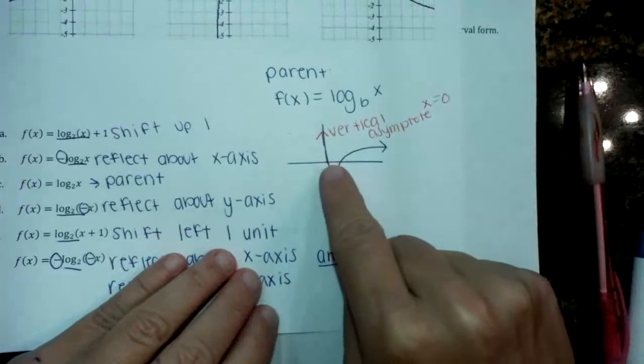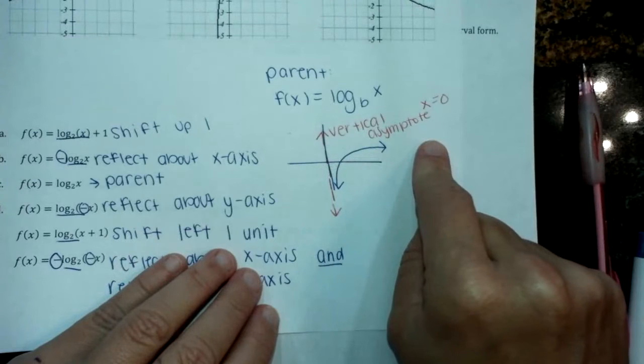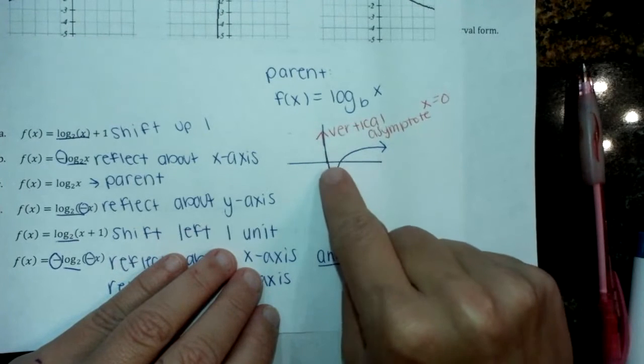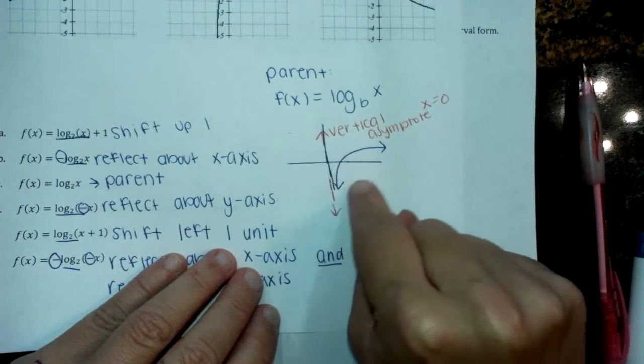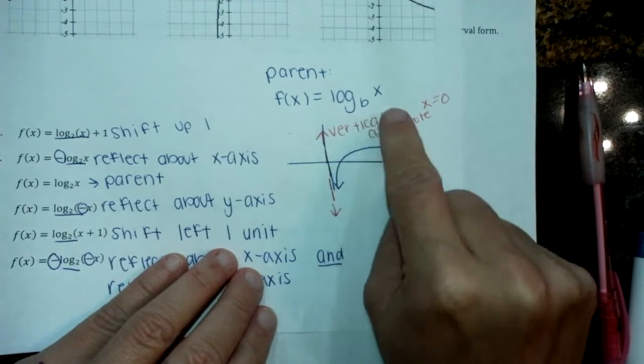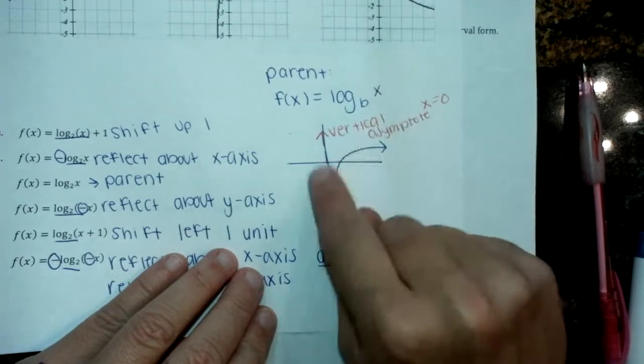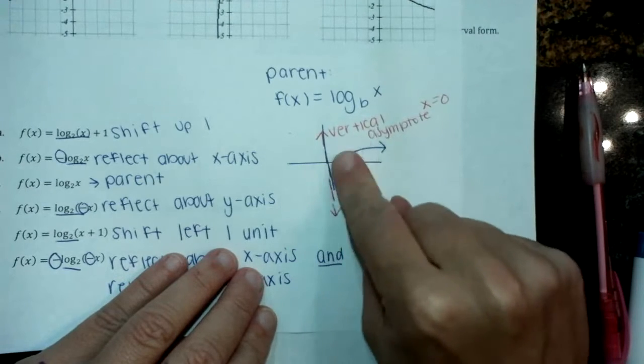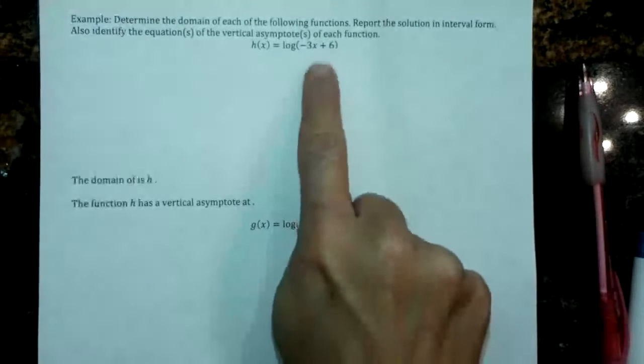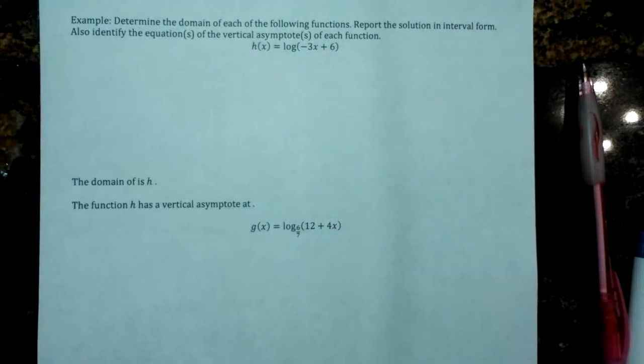So notice it's going from 0 to infinity, not touching 0. So notice our x values are only positive. That means I can only take the log of a positive number. I can only plug in a positive number for x, and I only get a positive number out for our domain. So whatever we're taking the log of has to be positive.